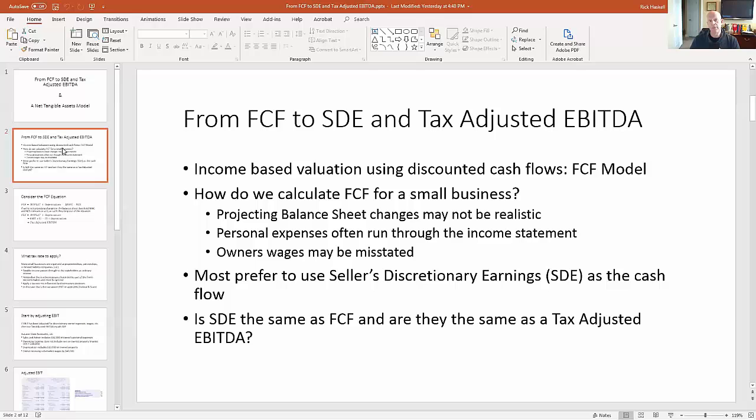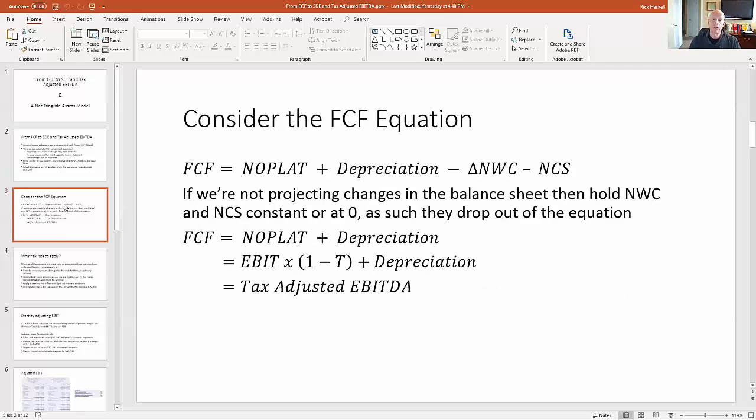And are they the same as a tax-adjusted EBITDA? So let's consider the free cash flow equation. Free cash flow is equal to NOPLAT plus depreciation minus change in net working capital minus net capital spending. And we know that those last two components, change in net working capital and net capital spending, are balance sheet components.